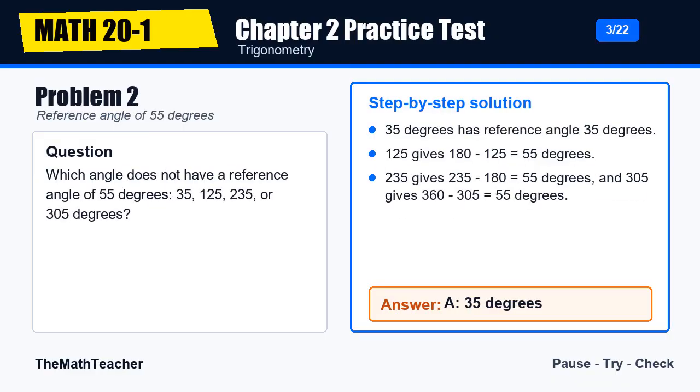Problem 2. Check each angle. 35 degrees is already in quadrant 1, so its reference angle is 35 degrees, not 55. The other three all have a reference angle of 55 degrees. The answer is A. Problem 3.